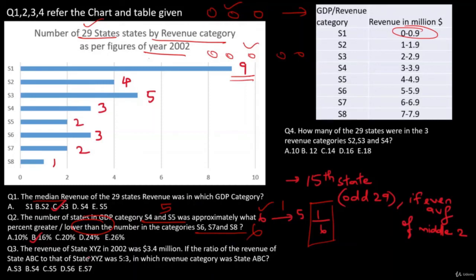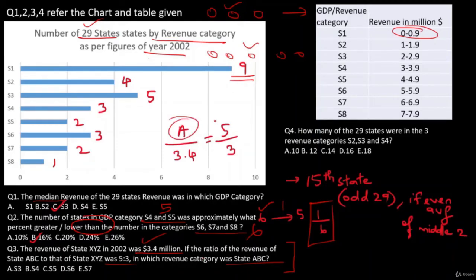The revenue of state XYZ in 2002 was 3.4 million. If the ratio of the revenue of state ABC to that of state XYZ was 5:3, in which revenue category was state ABC? Alright, let's convert this information given over here into an equation. Let A be the revenue of state ABC. Then, as per this information in the question, if you divide A by 3.4, which is the revenue of state XYZ, you will get 5 by 3, right? So that's given in the question.